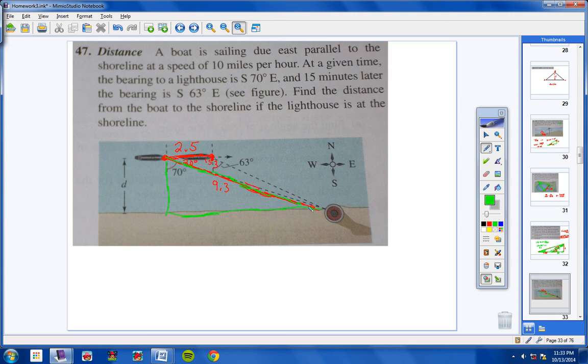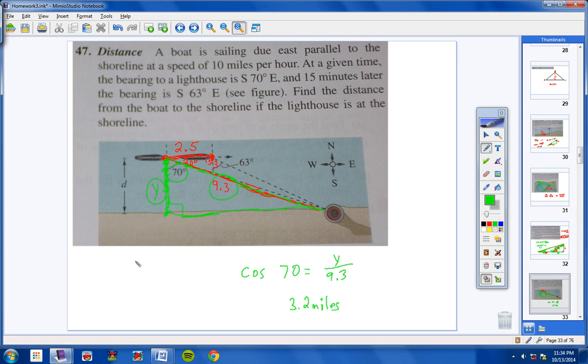Remember what I'm trying to find is the distance from the ship down to the shoreline. We'll call this y. There it is. I've got a right triangle. I've got an angle right here, 70 degrees. I've got this here as y. This is my hypotenuse, so I'm good. I've got adjacent and hypotenuse, so cosine of 70 equals adjacent over hypotenuse. Multiply both sides by 9.3, and you will get 3.2 for the distance. That's 3.2 miles, the distance from here down to here.